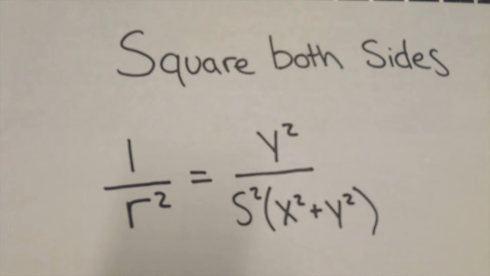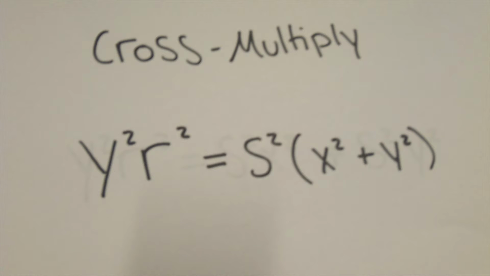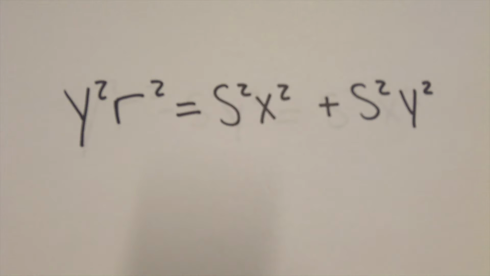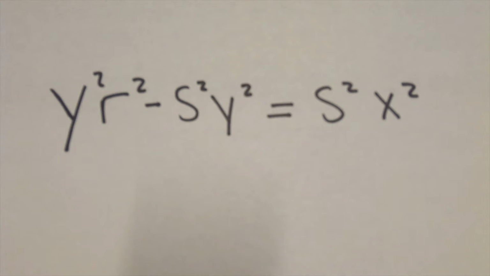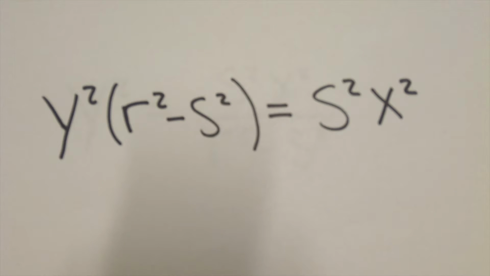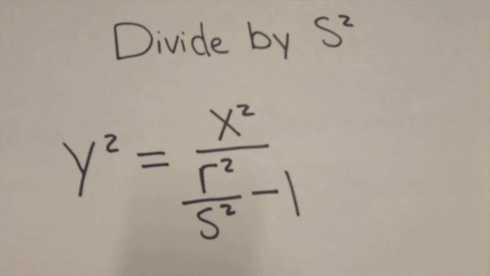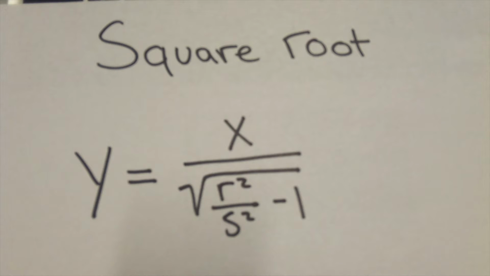We'll start by squaring both sides to get rid of the square root. Next, we'll cross multiply to get rid of the fractions. Then, we'll separate like terms. Then, we can refactor. Then, we'll isolate the y variable. Next, we'll divide by s squared. We do this in order to bring the s squared to the bottom of the fraction, cleaning up the equation. Finally, we'll square both sides and be left with an equation in terms of y.